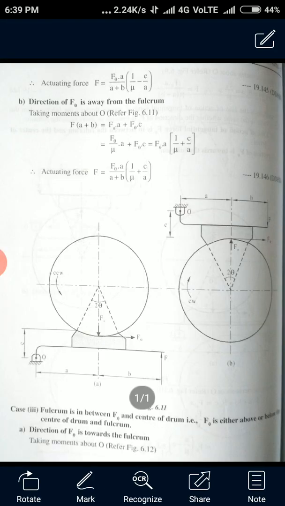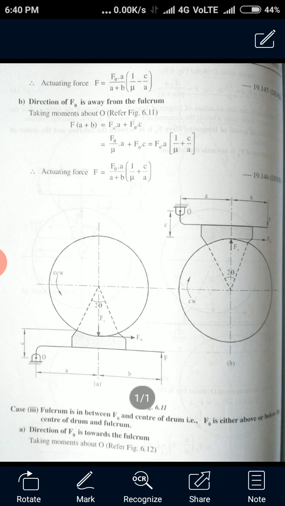Now here the tangential force F theta is again between the center of the drum and the fulcrum O. In the earlier case, it was moving towards the fulcrum. Now in this case, it is moving away from the fulcrum. You see figure A and figure B. In this scenario, the working force F is given by equation 19.146: F equals F theta A divided by (A plus B) into (1 plus mu plus C by A).